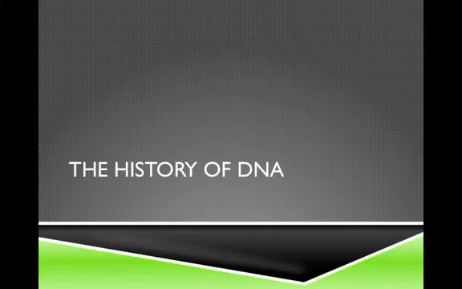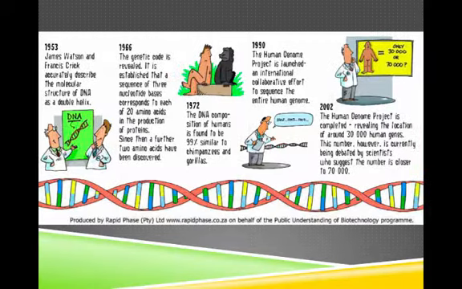So a little bit of history of DNA. And it's really important that you know these scientists, as they will show up on the SOL, and they are fairly recent scientists, which make them even more important for us to know. So if you take a look at this, you'll notice that in 1953, Watson and Crick accurately described the model of DNA as a double helix. They also received a Nobel Prize for this.